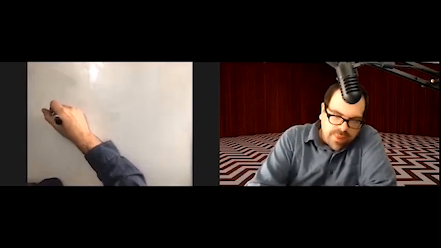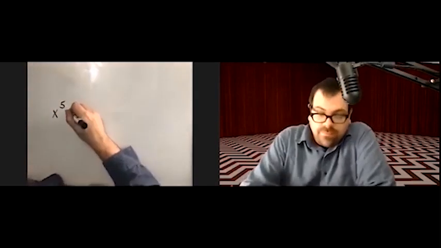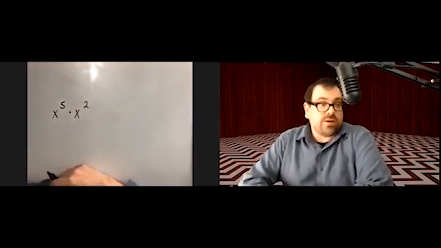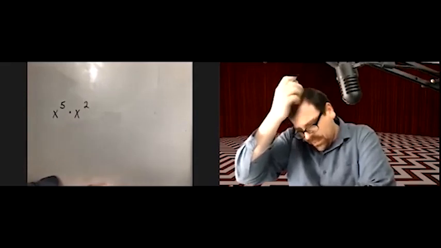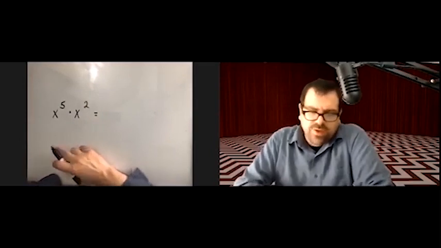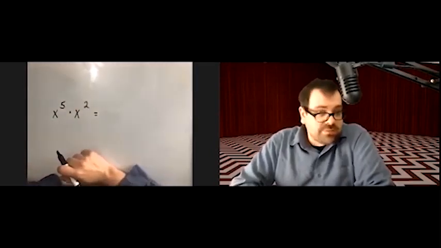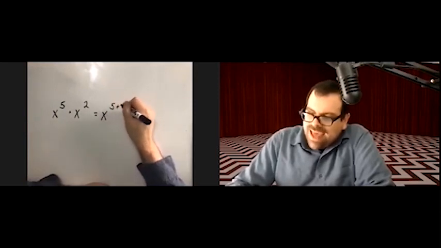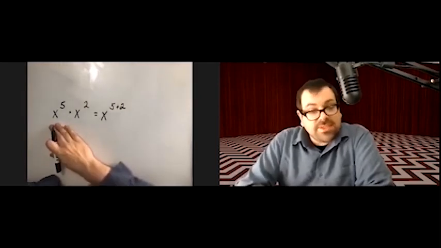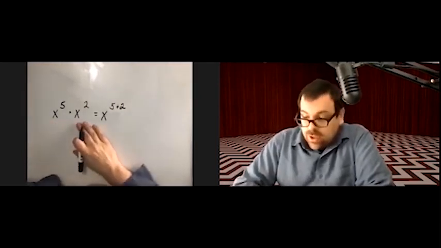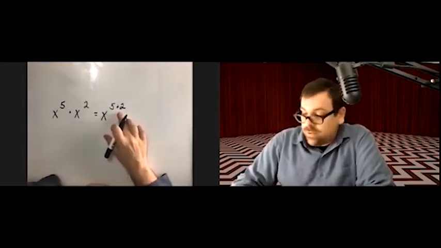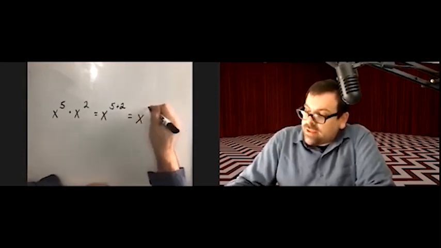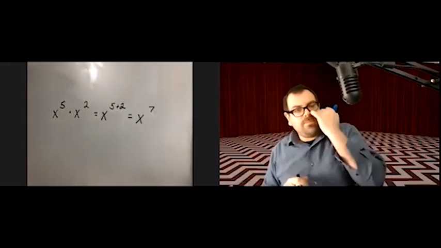When we have, for instance, x to the 5th times x squared, we're going to learn a formula today that in order to multiply two things that have the same base but different exponents, we keep the base the same and we add the exponents. So x to the 5th times x squared would be x to the 5 plus 2, which would be x to the 7th. Let's talk for a minute about why this works.